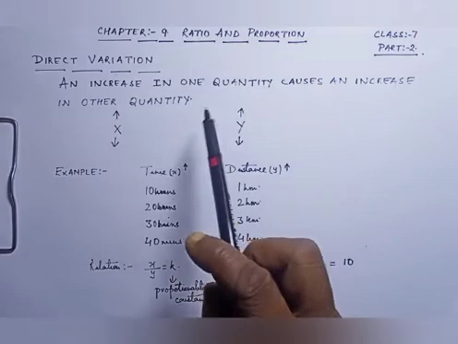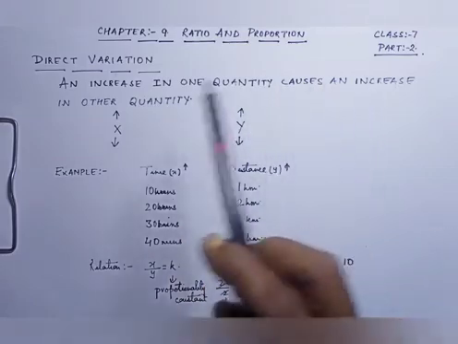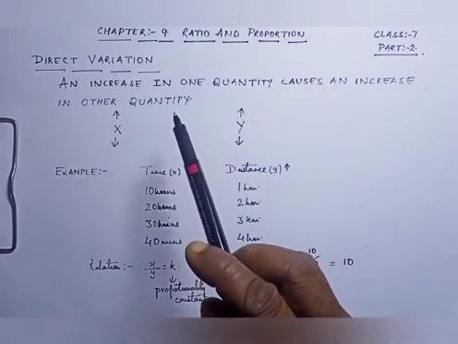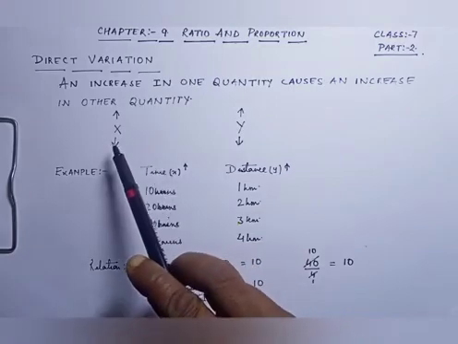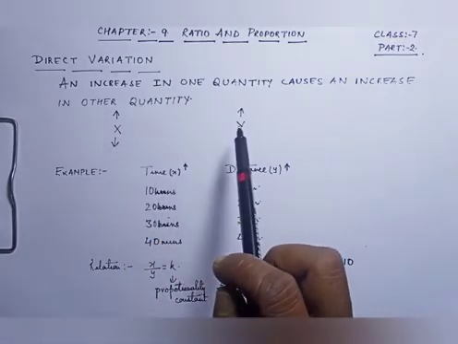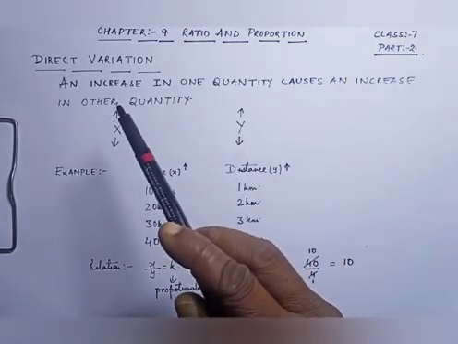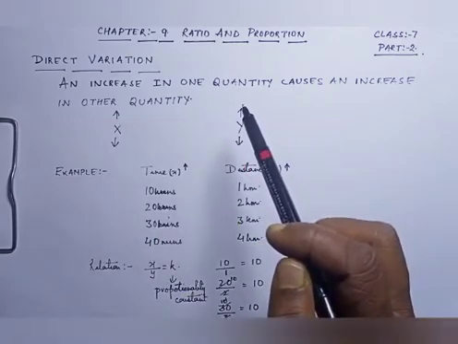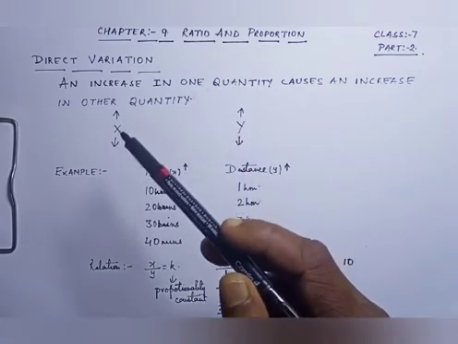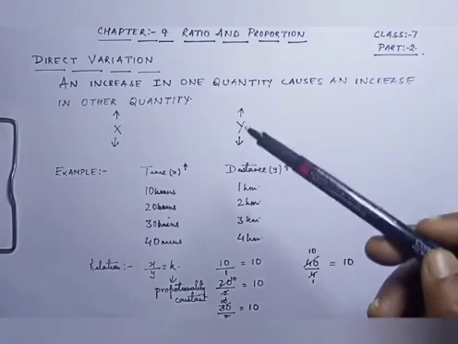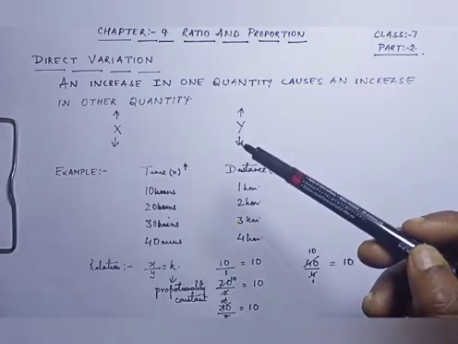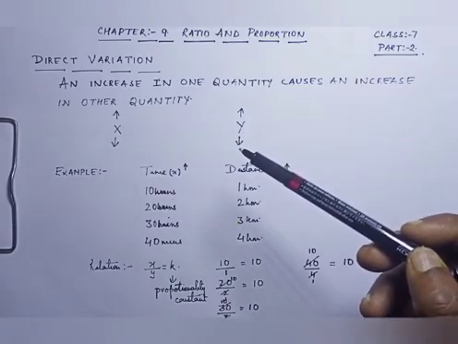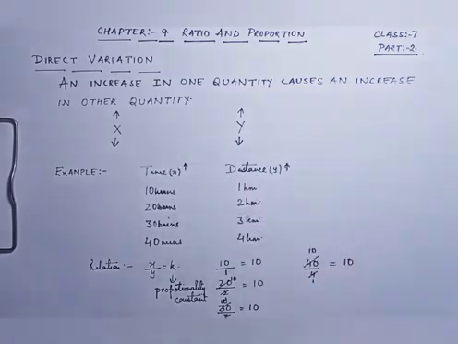An increase in one quantity causes an increase in another quantity. So if we are assuming two quantities, x and y, if x is going to increase, definitely y is also going to increase, and if x is going to decrease, definitely there will be a decrease in y also. Let us see with the help of an example.